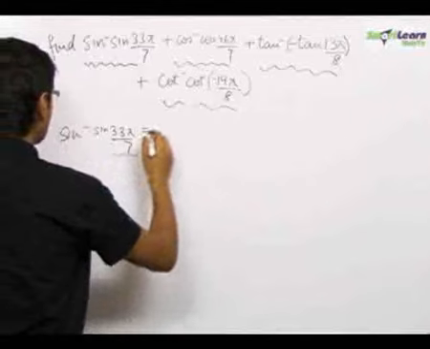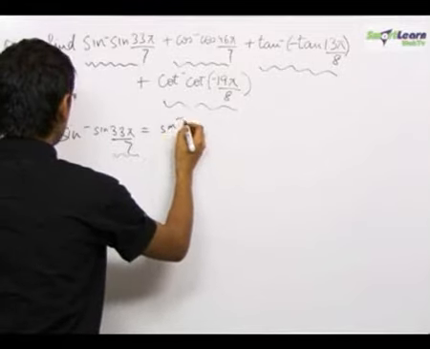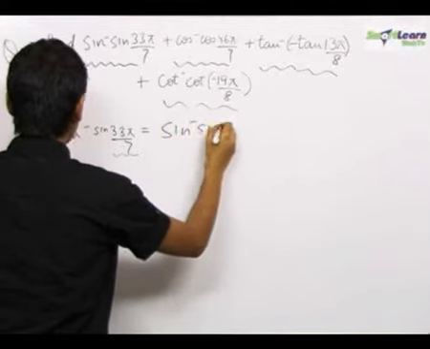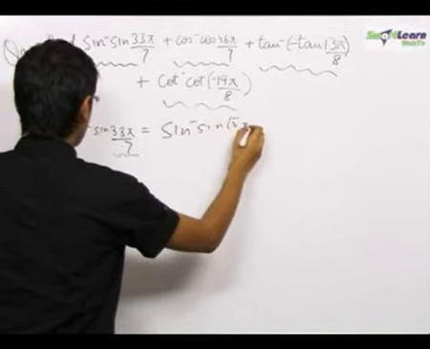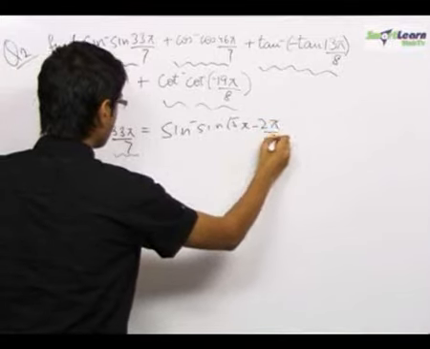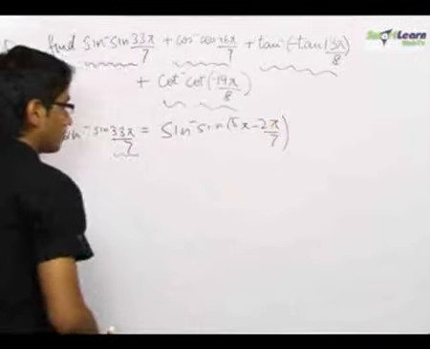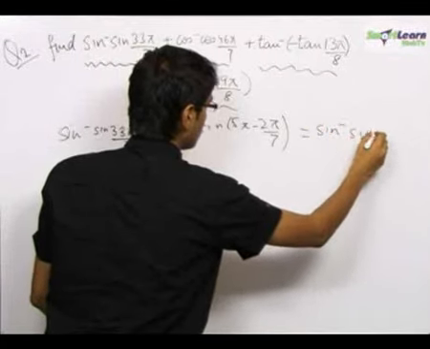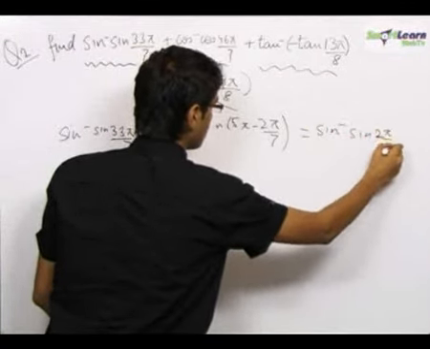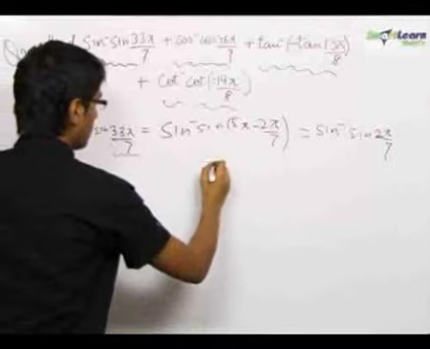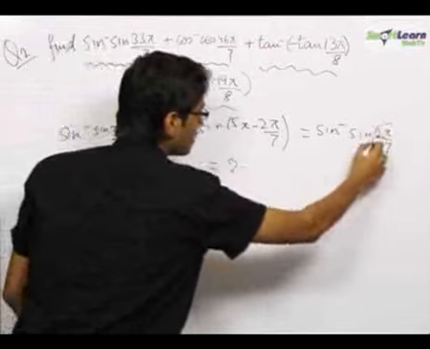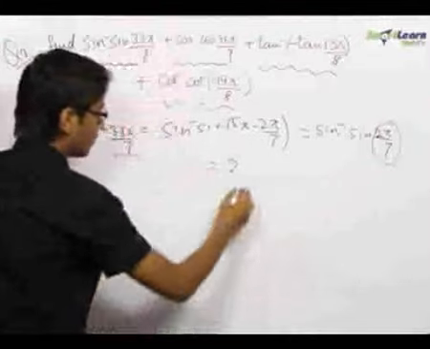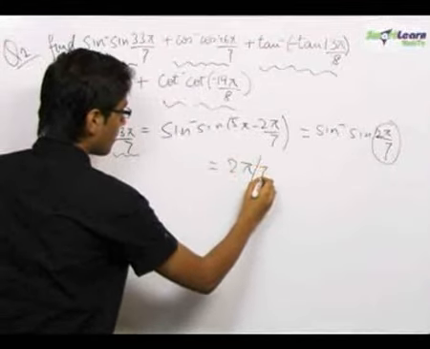So sine inverse of sine 33 pi by 7 is equal to sine inverse of sine 5 pi minus 2 pi by 7, which is equal to sine inverse of sine 2 pi by 7. Now this angle is in the range of minus pi by 2 to pi by 2. So this can directly come out of the sine function. So its value is 2 pi by 7.